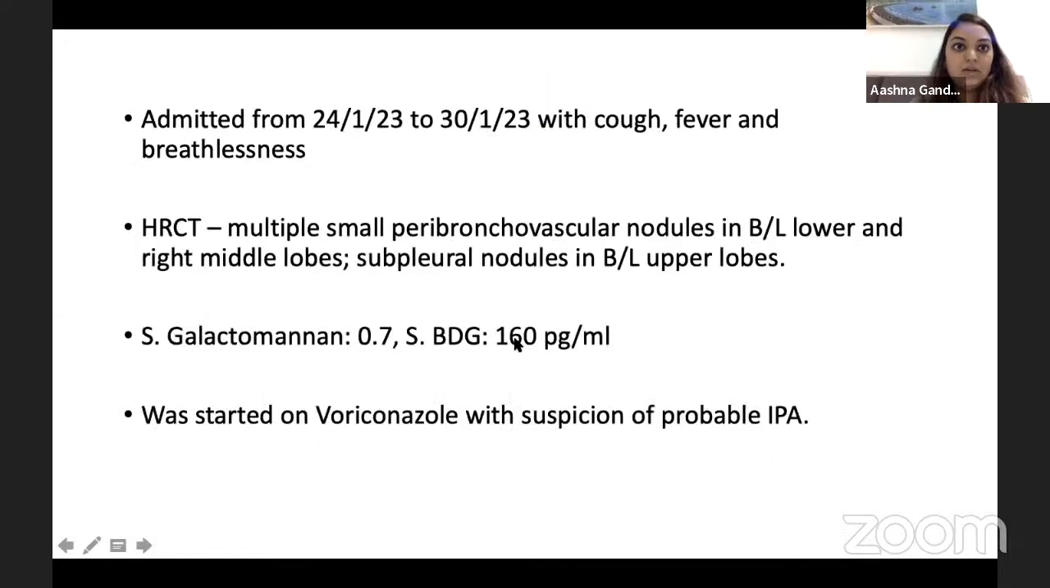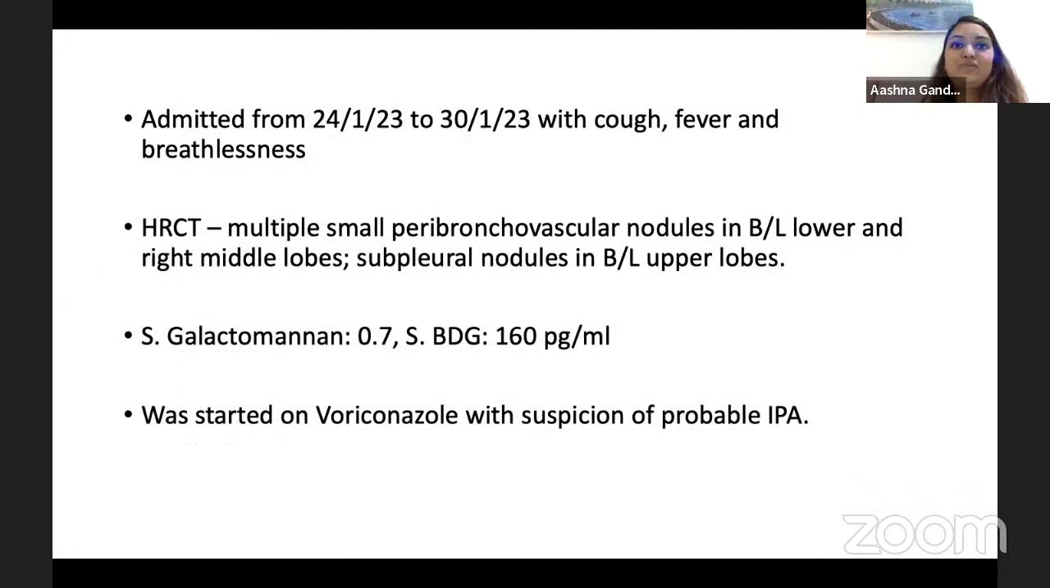Then he was admitted again a few days later on the 24th of Jan with cough, fever, breathlessness. An HRCT was done which showed multiple small peribronchovascular nodules in both the lower and the right middle lobe, and some subpleural nodules in the bilateral upper lobes. A galactomannan was done which was 0.7, slightly positive. BDG was 160. So with the suspicion of probable IPA, this patient was started on voriconazole.